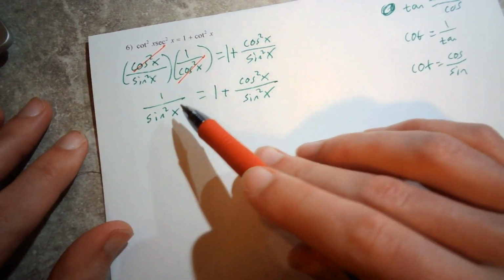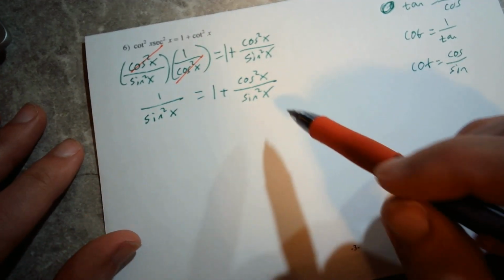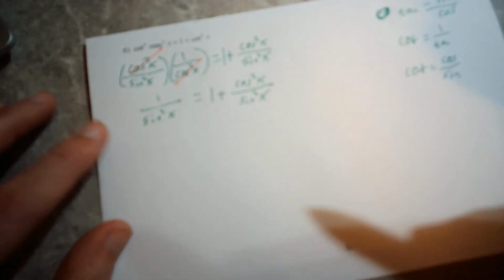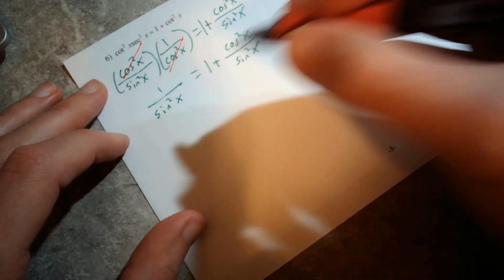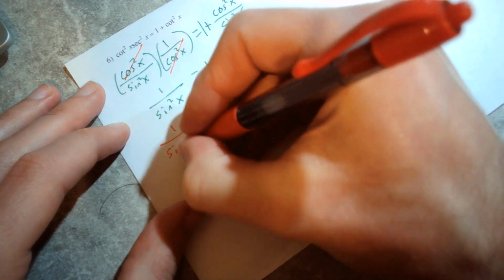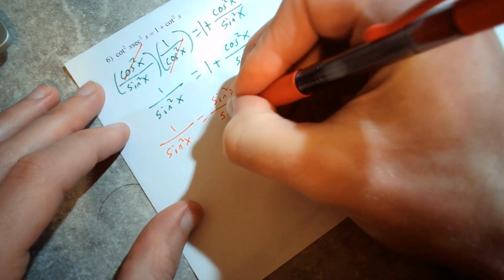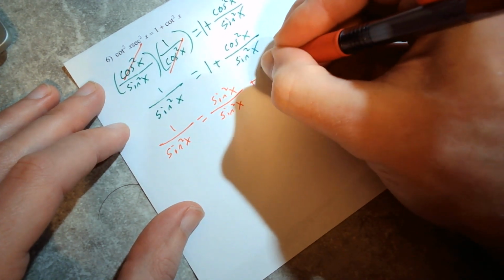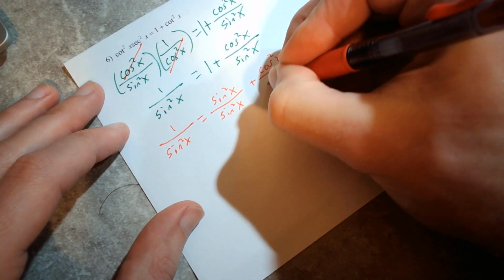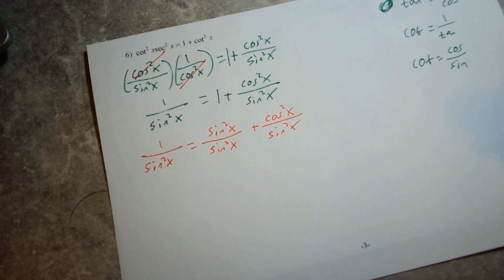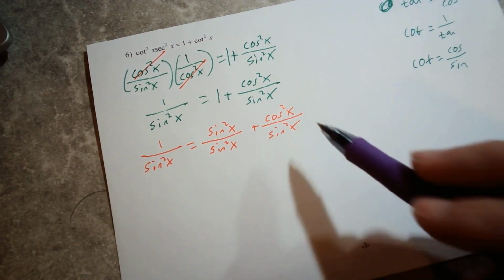Over here I see one fraction and it has sine squared in the denominator. Well, right here I see sine squared, so I'm going to say, well, let's change 1 to be a fraction with sine squared in the denominator. Well, that would be sine squared x over sine squared x. Okay, so I can change 1 into a fraction real easily by just putting it as anything over itself. All right. Well, purpose of that is that now I can combine that into one fraction.